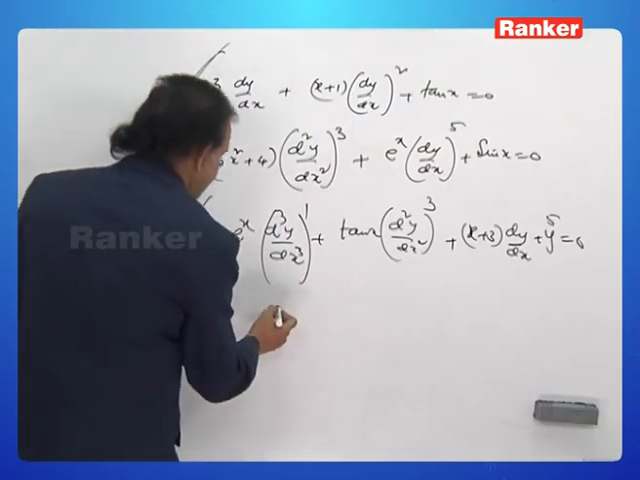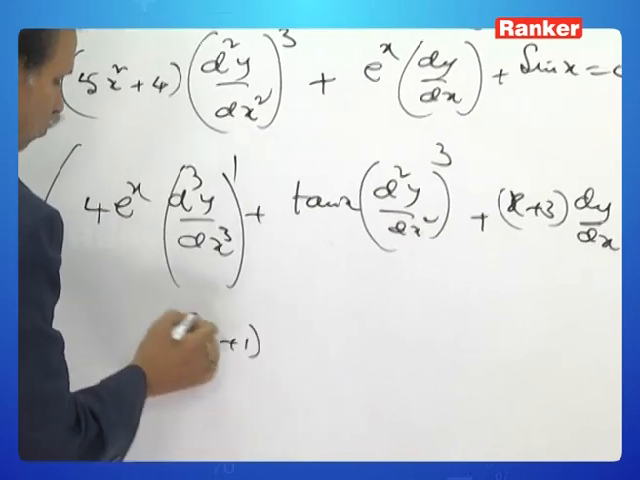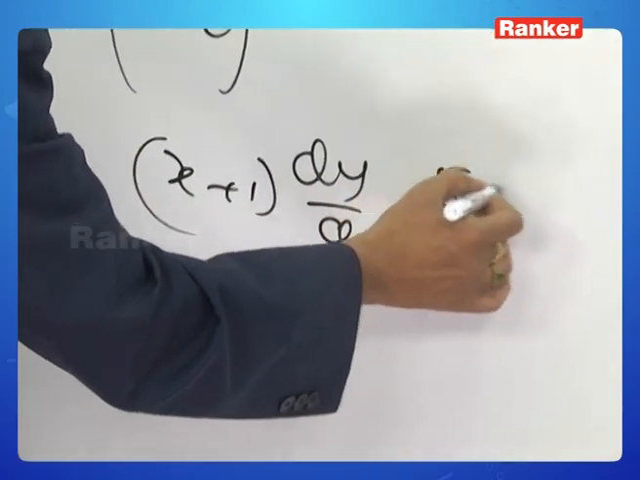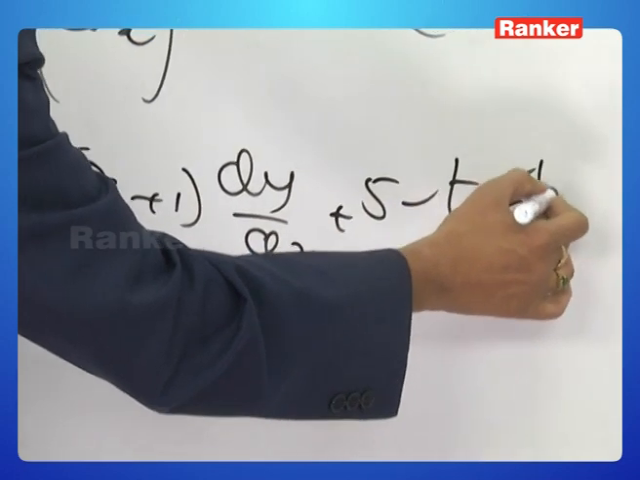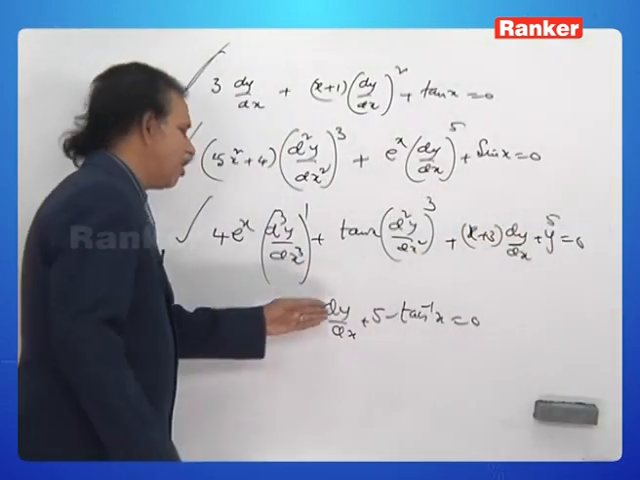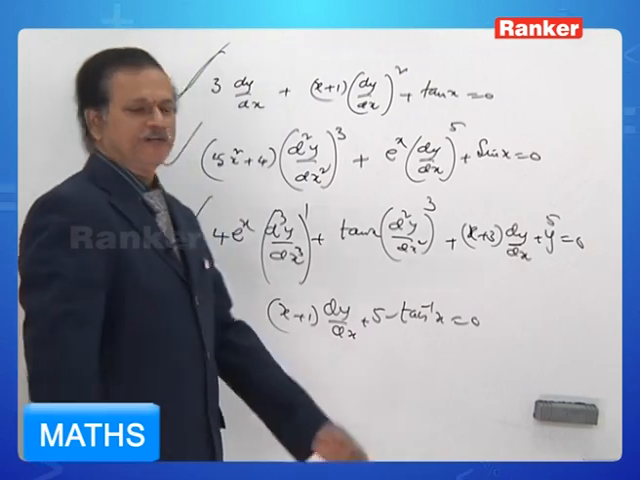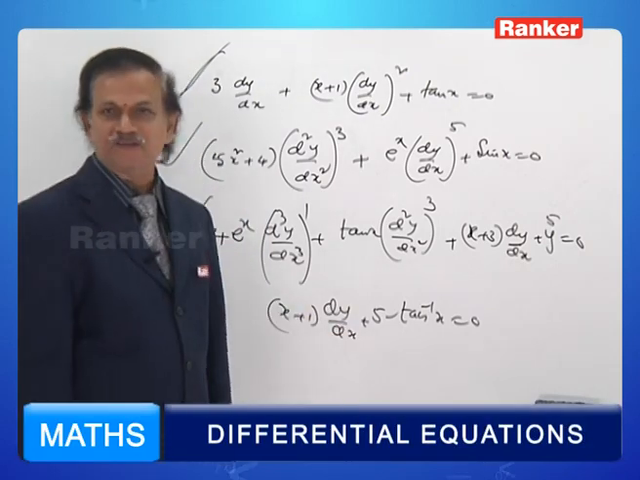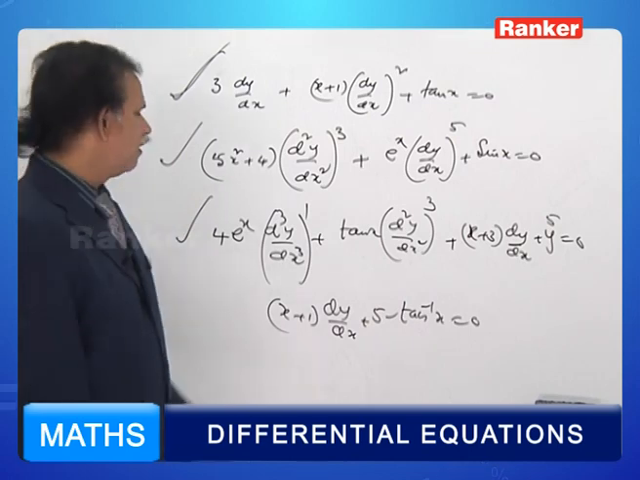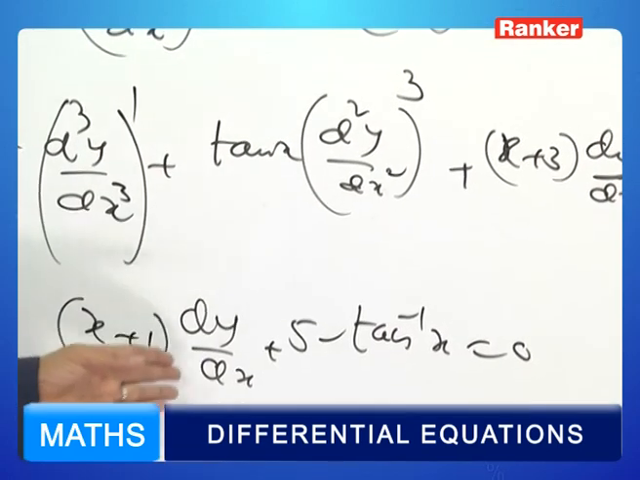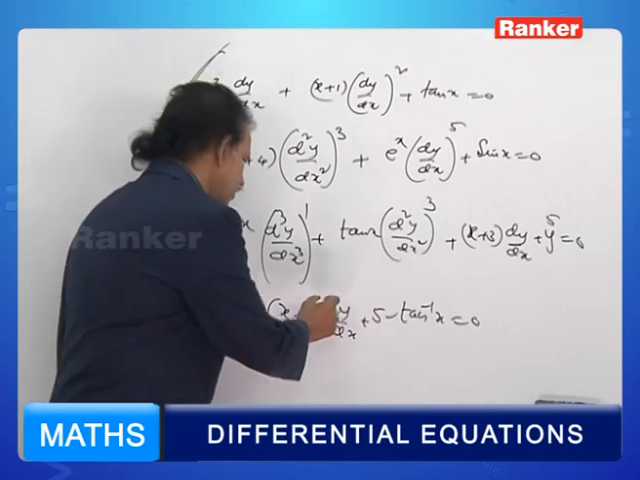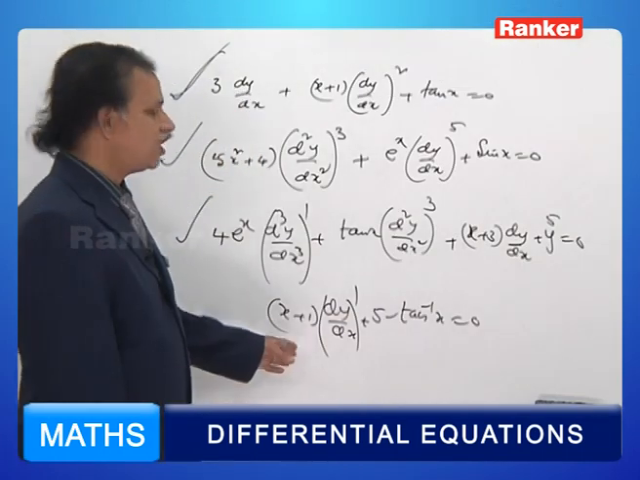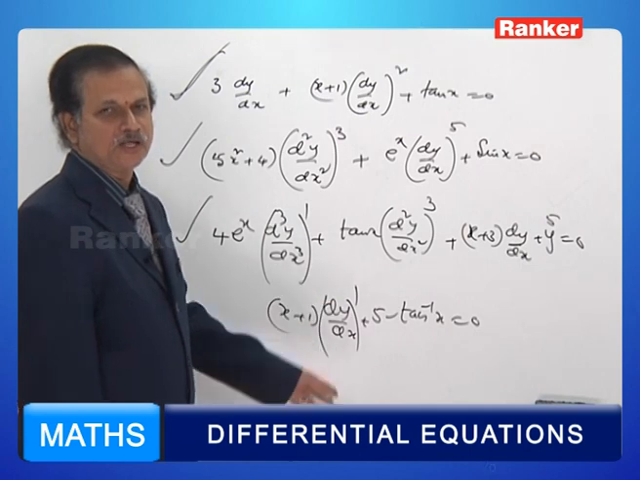Now you tell me the answer for this one. (x plus 1) into dy by dx plus 5 minus tan inverse x is equal to 0. What is the degree and order of this equation? Come on. dy by dx is only present here. So this is a first order. And no more exponent is there. Of course, it is believed to be 1. What is the exponent given to the largest order derivative here? It is 1. So first order and first degree.